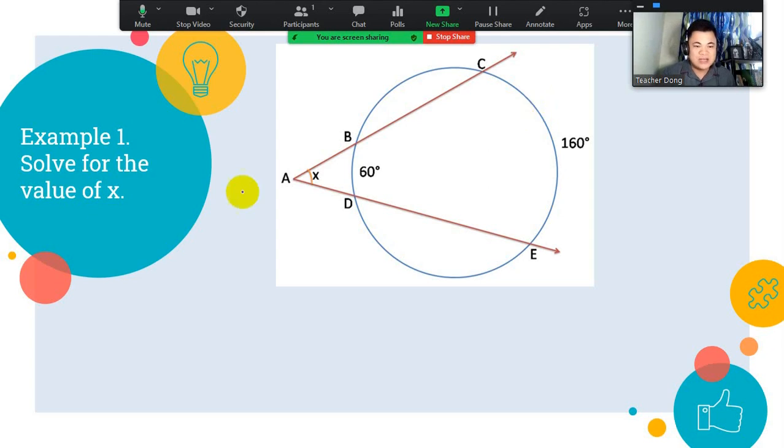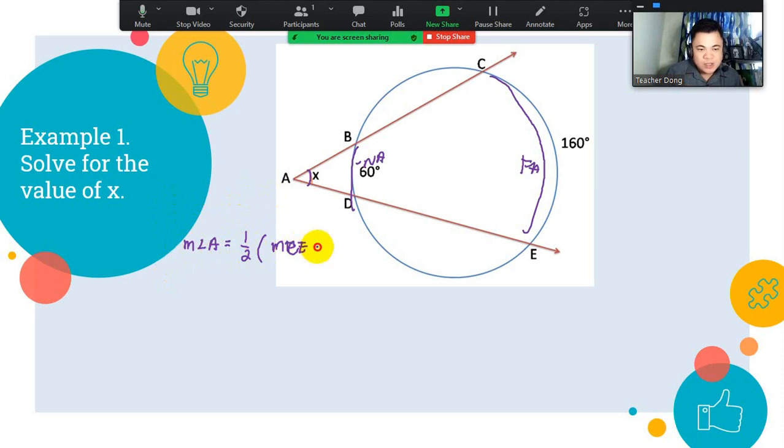Next, example number 1, solve for the value of x. The value of x is angle A, which is the angle formed by two secants. Arc CE is what we call the far arc, and it measures 160 degrees, and then arc BD is the near arc, which measures 60 degrees. Before we can solve for the value of x, we have to form first our equation. But please don't forget to analyze first the diagram before you go ahead with your solution. So it's now the measurement of angle A equals 1 half quantity the measurement of the far arc, which is arc CE, minus the measurement of the near arc, which is arc BD.